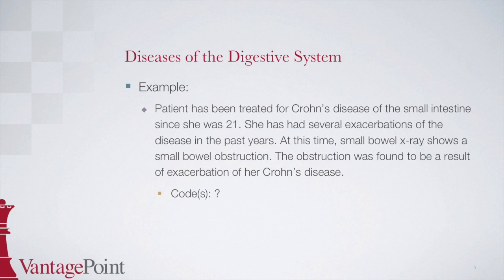Now I'd like to try some examples. First, we have a patient that has been treated for Crohn's disease of the small intestine since she was 21. She has had several exacerbations of the disease in past years. At this time, small bowel X-ray shows a small bowel obstruction. The obstruction was found to be a result of exacerbation of her Crohn's disease. How would you code this? Please pause the webinar to complete this example and then hit play to continue and learn the answer.